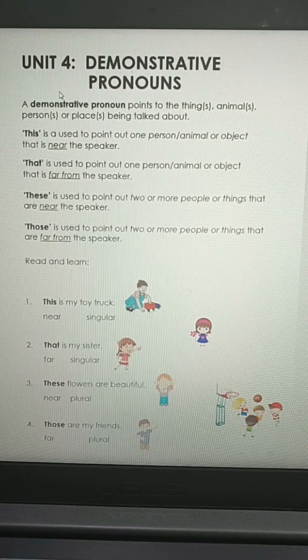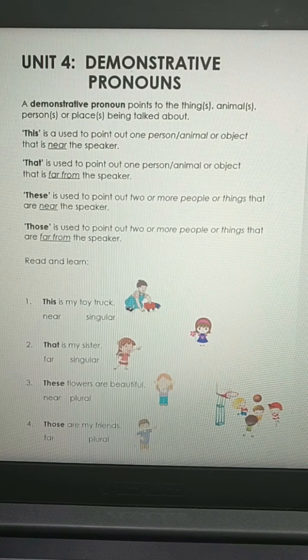Today we'll be doing grammar and we'll be learning about demonstrative pronouns. A demonstrative pronoun points to the things, animals, persons or places being talked about. For example, this. This is used to point out one person or animal or object that is near the speaker.